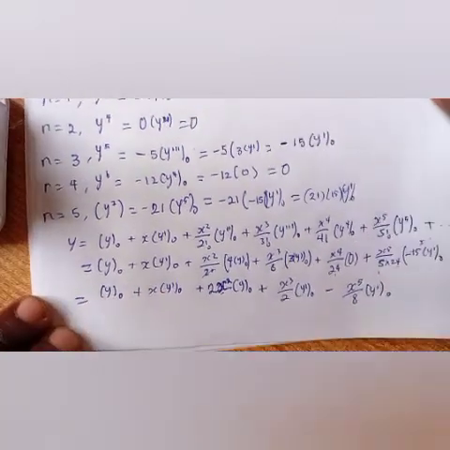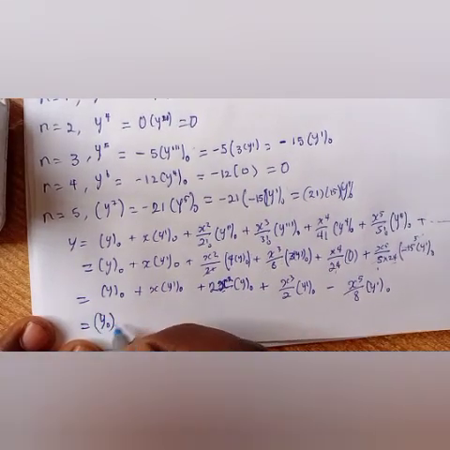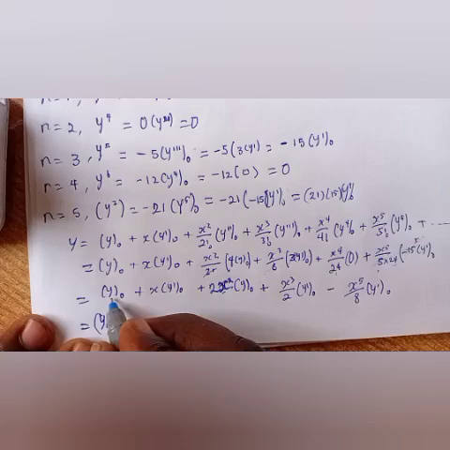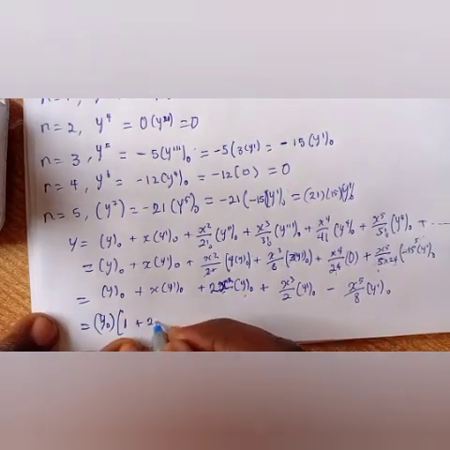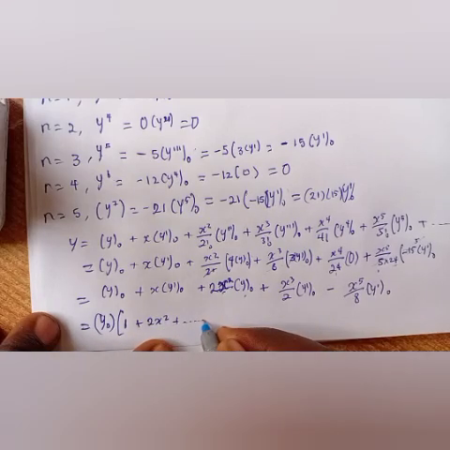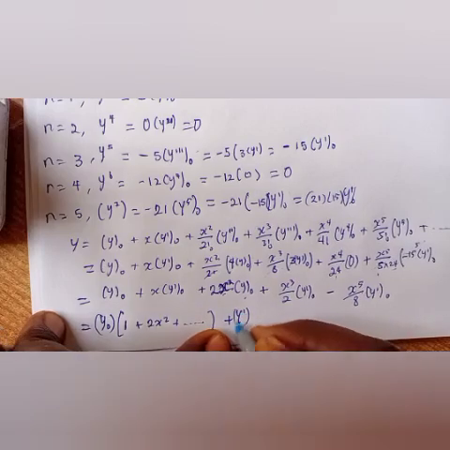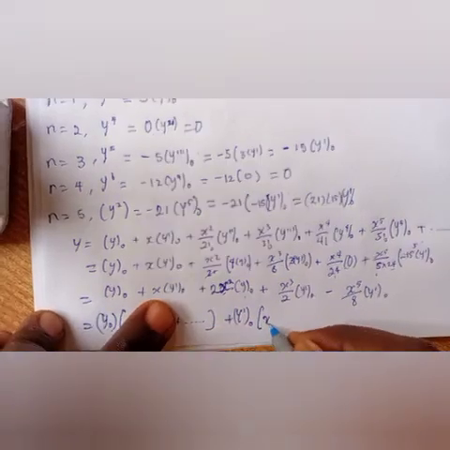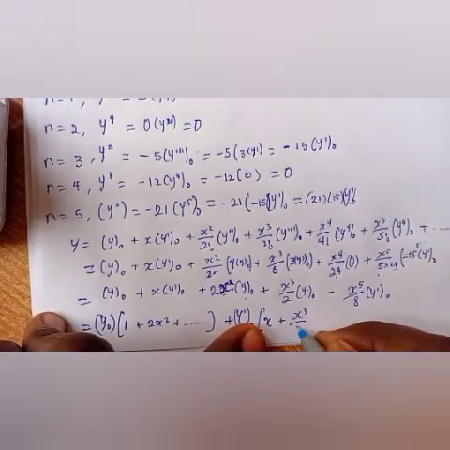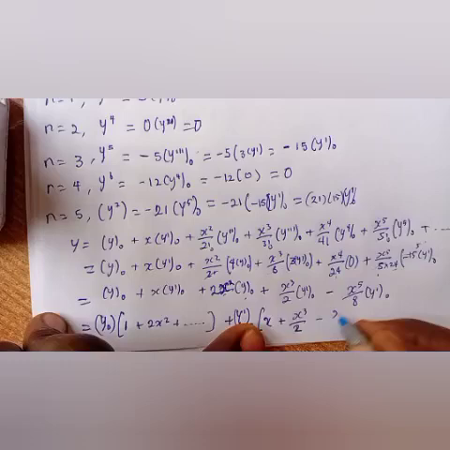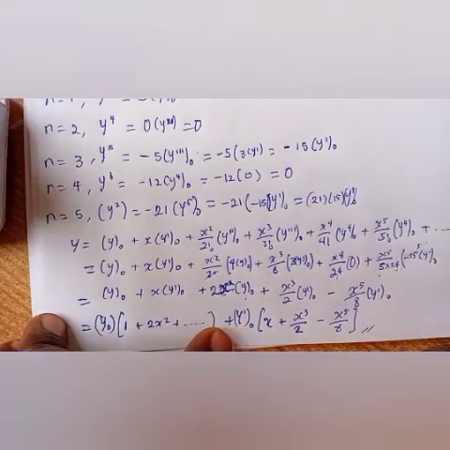Now we're going to collect like terms, or we factorize. So y naught, we have 1 here, so if I factorize y naught, we have 1 here. There is y naught here, so we're going to have plus 2x squared plus others. Now plus y1, if I factorize y1 out, you're going to have x plus x to the power 3 over 2 minus x to the power 5 over 8. So this is our final answer.